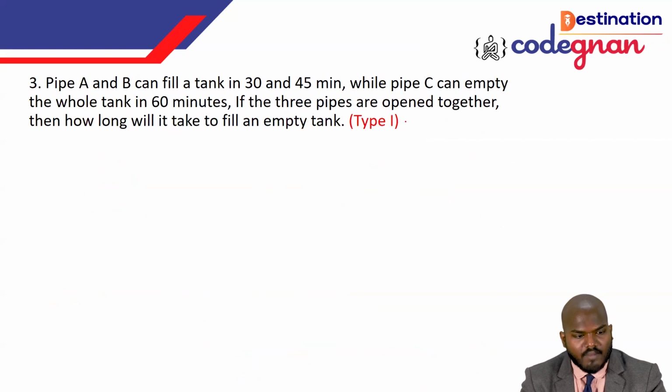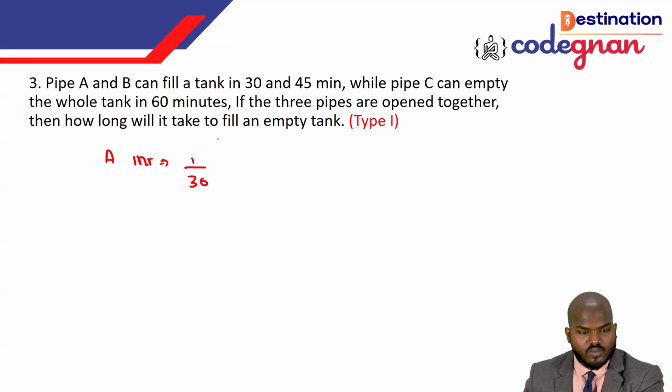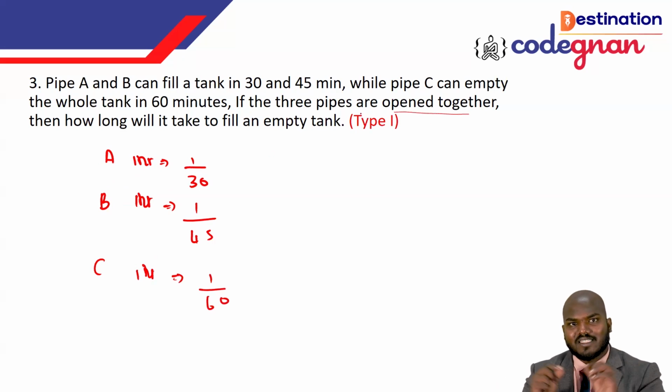You see this one: pipes A and B can fill a tank in 30 and 45 minutes, while C can empty the whole tank in 60 minutes, is the point they have mentioned here. So A's 1 hour work, I'm directly writing as 1 by 30 minutes, guys. They have given the dimension in minutes. And B's 1 hour work, we can call it 1 by 45 minutes. And C's 1 hour work, I can call it 1 by 60 minutes. If 3 pipes are open together, combined and working together, how long will it take to fill the tank? That was the question.